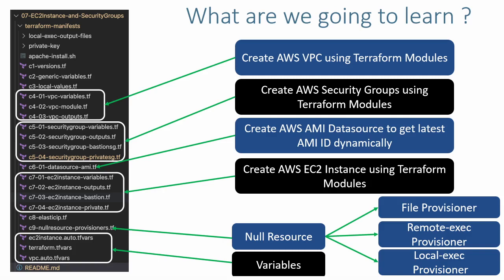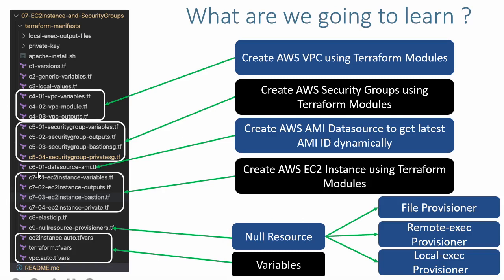On the left side you can see versions, generic variables, local values, VPC variables, modules, outputs, and security. From an infrastructure perspective, we have covered everything here. We are going to create the files like this, execute them, and see the output in our course.